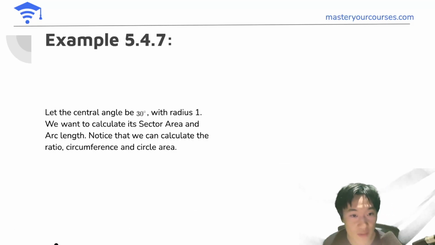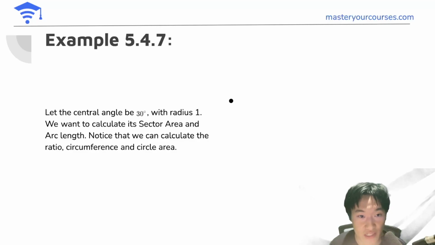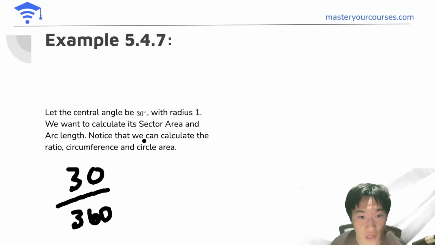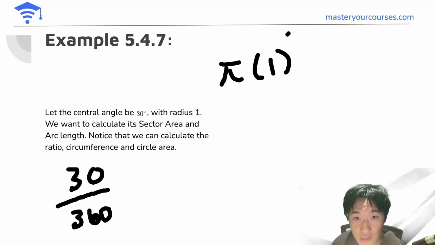Now, let the central angle be 30 degrees with radius 1. We want to calculate its sector area and arc length. This is simple because we already have the central angle, so it's 30 divided by 360. We have the area too, because we have the radius. What's the area? Well, it's just pi, because pi r squared, so pi times 1 squared is just equal to pi.